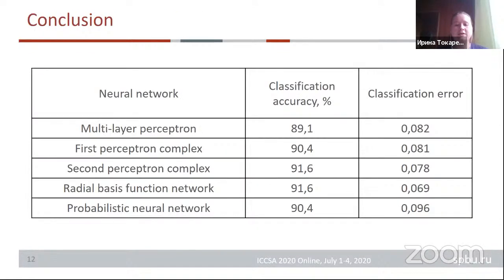In this work, we continued to examine the effectiveness of using machine learning methods for forecasting dangerous convective phenomena on the example of neural networks. We have considered 5 networks, and as you can see from the table, the best accuracy was achieved when using the second perceptron complex and the radial basis function network. But the radial basis function network gave the smallest classification error, and also its advantages over the perceptron complex are a simpler structure and short training time.